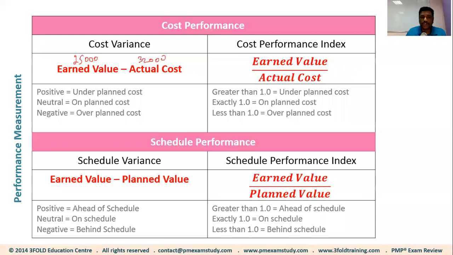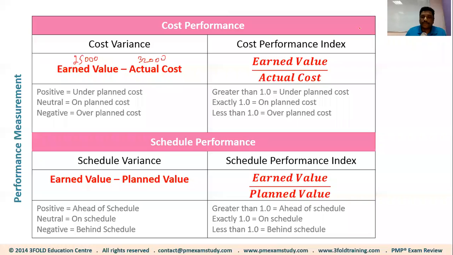What does negative 7,000 mean? We spent 7,000 more than what we had accomplished, what we had budgeted for. As you can see here, whenever the cost variance is negative, we are over the planned cost, or simply put, over the budget. And whenever you see a positive value, you can say that you are under the budget or under the planned cost. When the variance is 0, you are on planned cost. All right, so that's called cost variance.